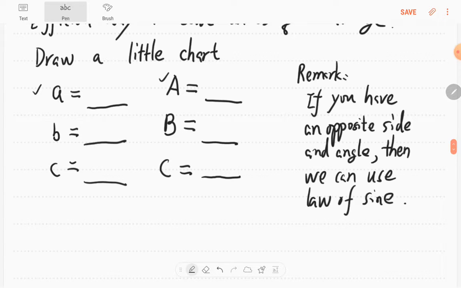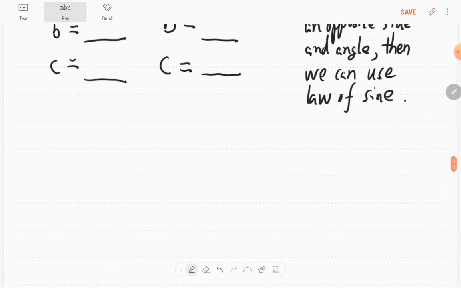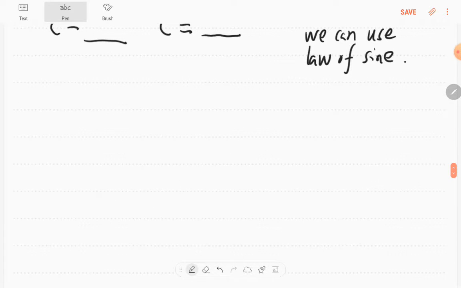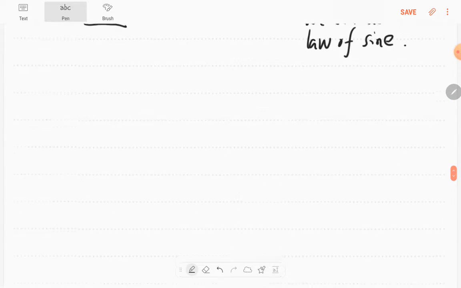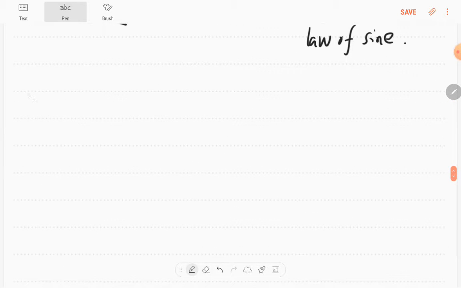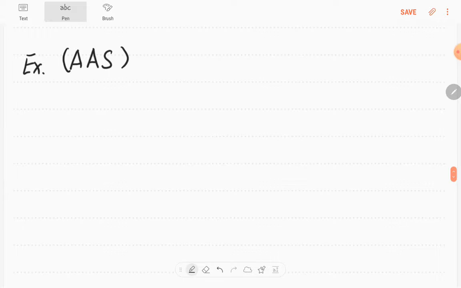Okay, so now let's look at some examples. The first example, which is case 1, is the AAS case. So we know two angles and one side, and this side is not between these two angles. So now let's look at this one.